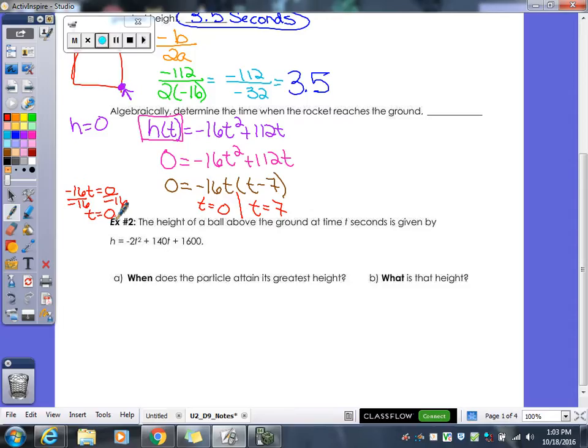Which really makes sense, because this is saying at time 0, which would be at the beginning, the rocket is launched from the ground. When does the rocket reach the ground again, though? 7 seconds. You should have 2 answers, yes. Because 0 is when it first gets launched off the ground. They're looking for when it reaches the ground again. It reaches it after 7 seconds.